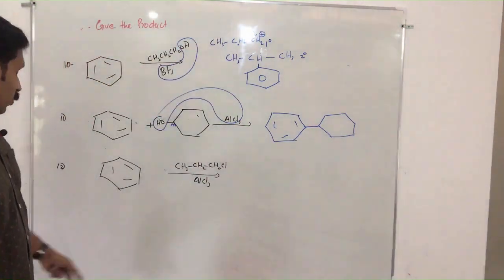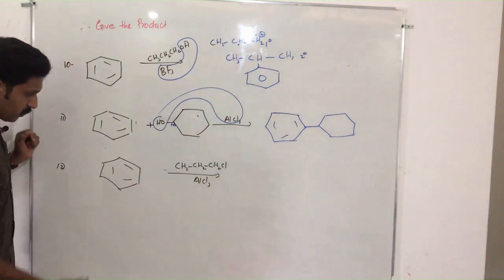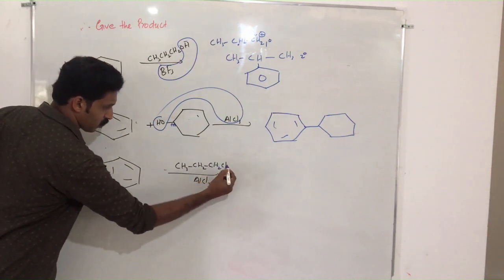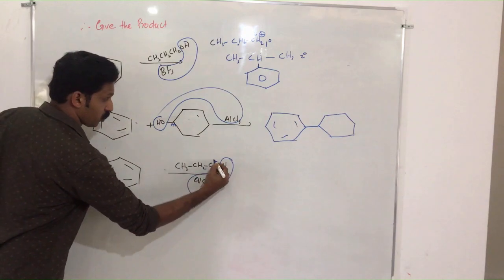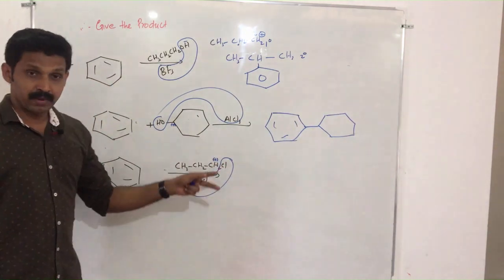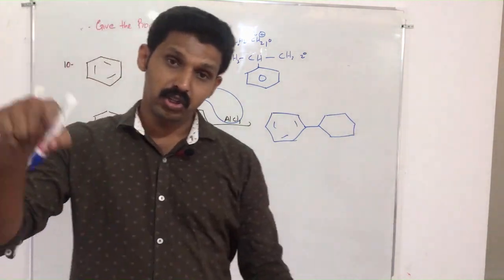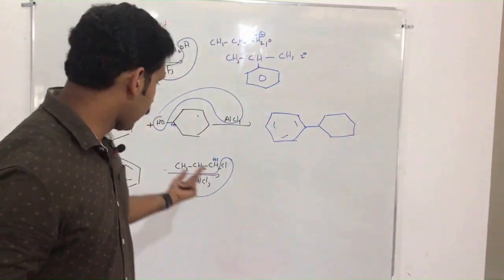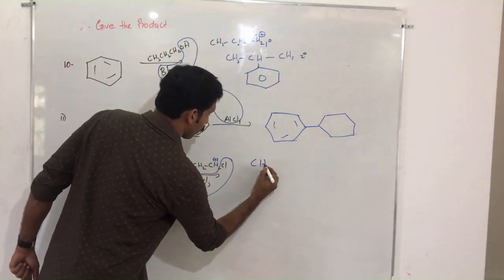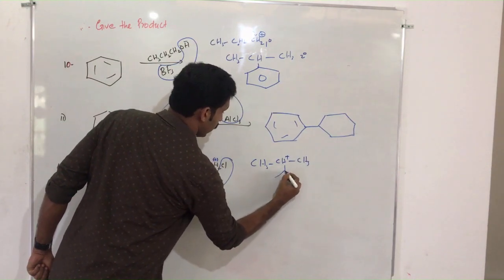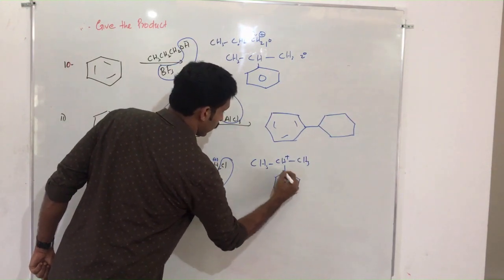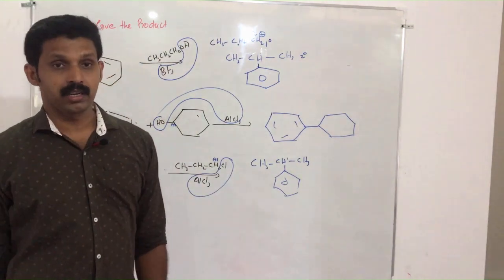Now the 12th question: benzene on reaction with CH3CH2CH2Cl. It's a very simple question. Again you will get CH3CH2CH2+ formed. This is a primary carbocation. This will undergo rearrangement, and you will get a secondary carbocation this way, CH3CH+CH3. This attacks the benzene ring, and you will get this answer. Again you will get cumene, right?